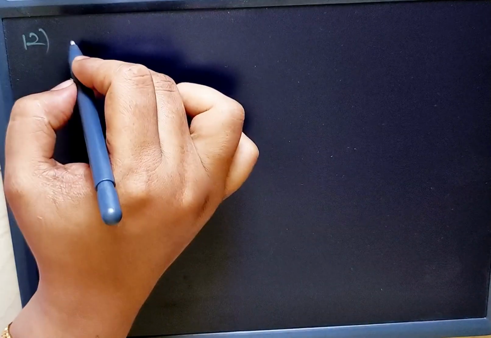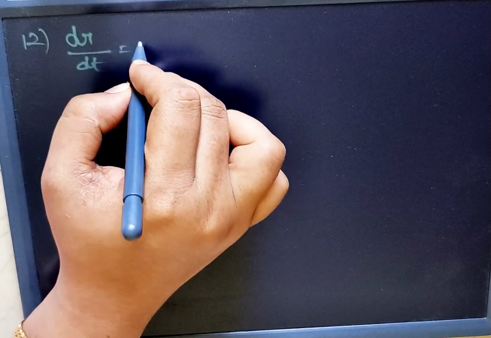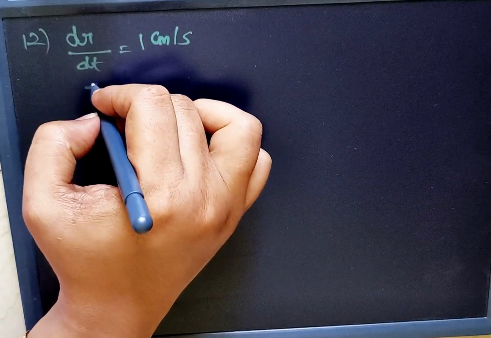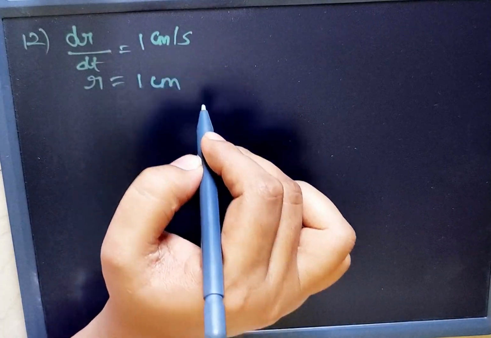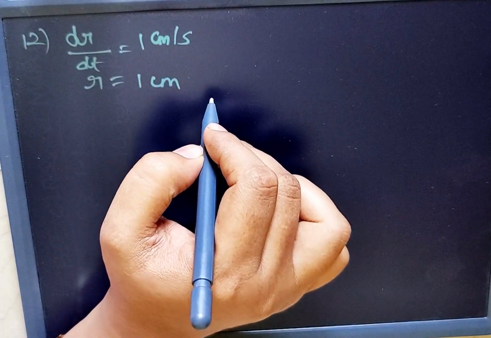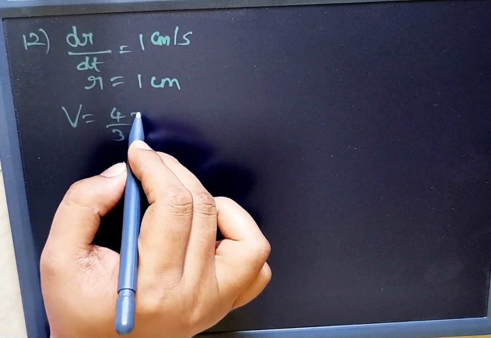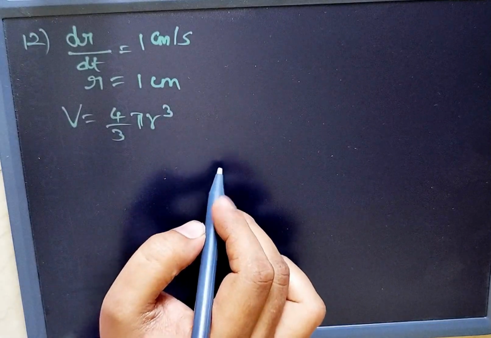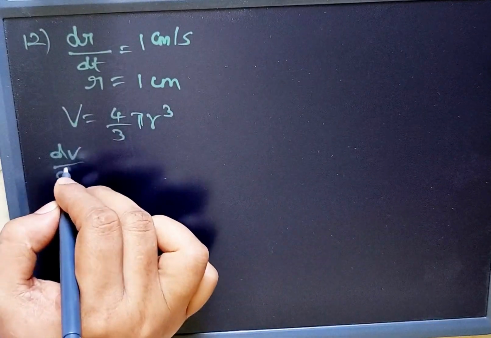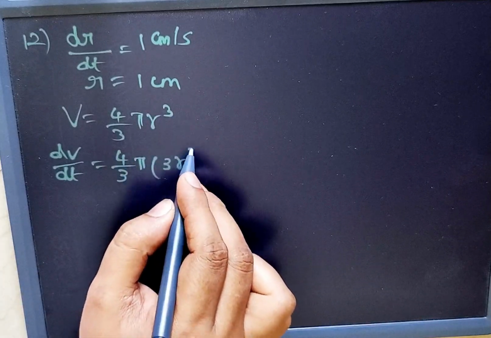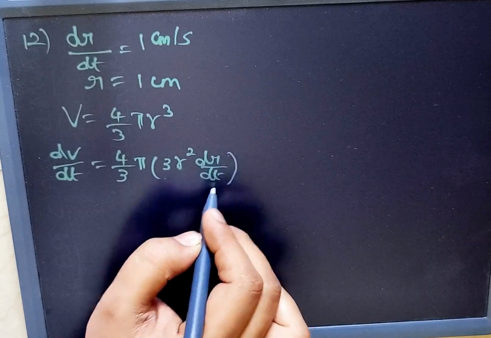Question number 12. The radius of an air bubble is increasing at the rate of 1 by 2 centimeter per second. So we take dr by dt as 1 centimeter per second. At what rate is the volume of the bubble increasing when the radius is 1 centimeter? So these two are given in the question. And since it is a bubble, we will take that as the sphere form. So volume will be 4 by 3 pi r cube. We are going to differentiate both sides with respect to time. So dv by dt is equal to 4 by 3 pi as constant. Differentiating r cube, we get 3r square into dr by dt.